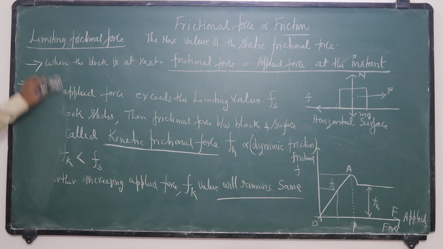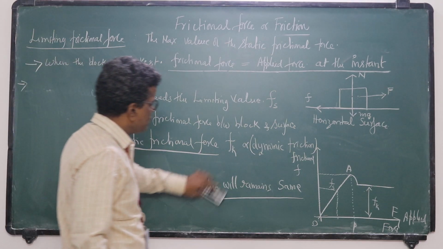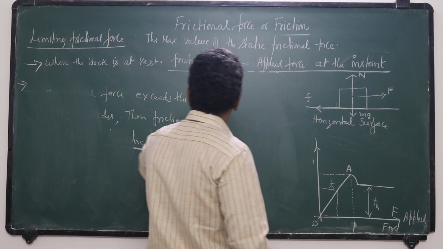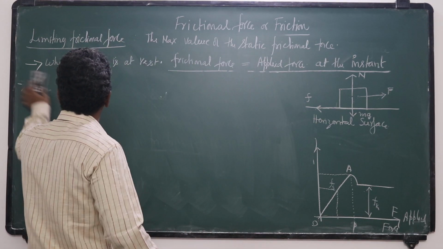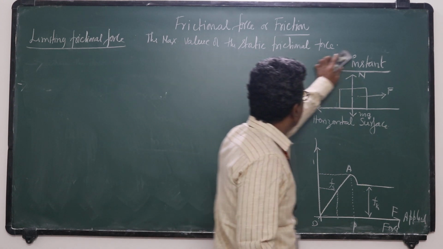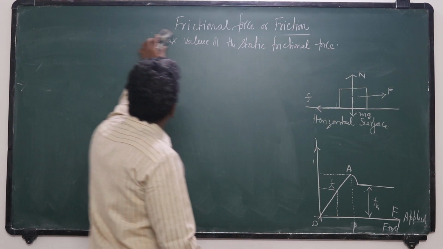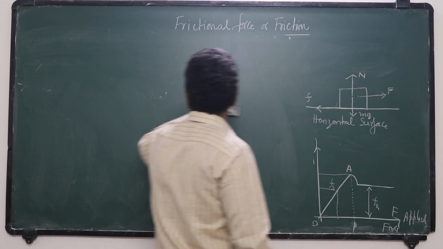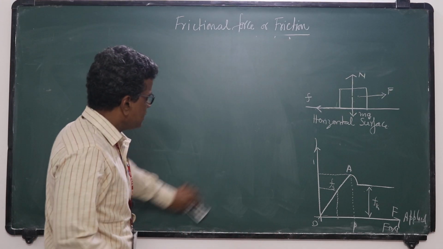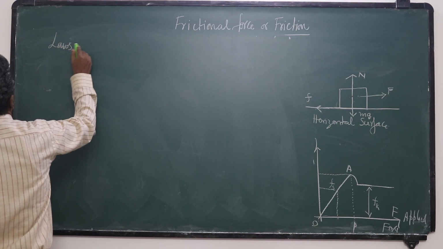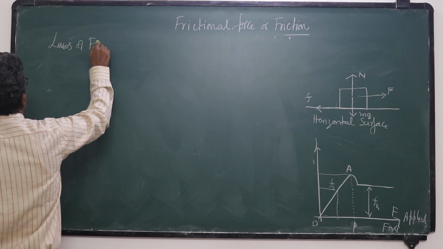Now, this limiting frictional force value and static frictional force value: what values does this frictional force depend on? That is called the laws of frictional force. Okay, so I explained two types of frictional forces. Then the laws of frictional force.